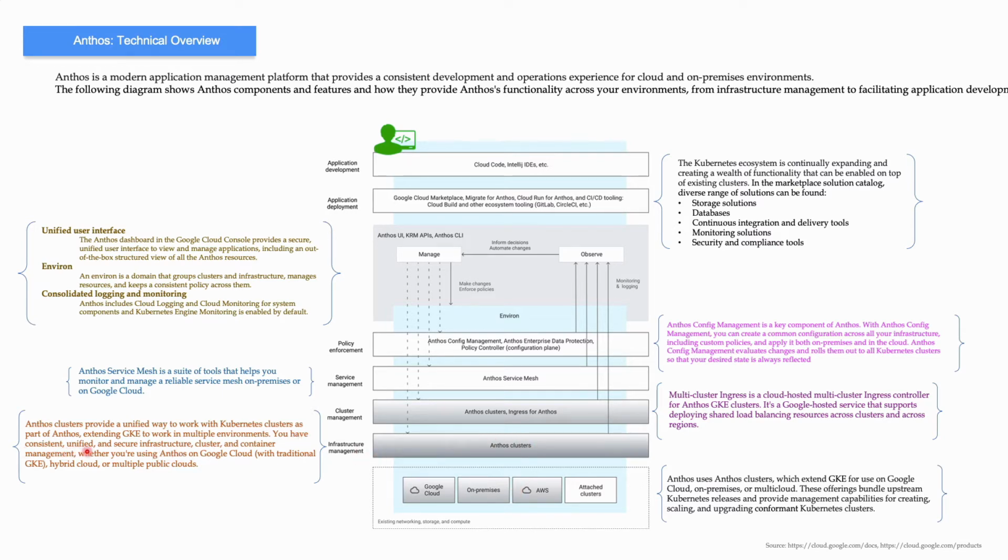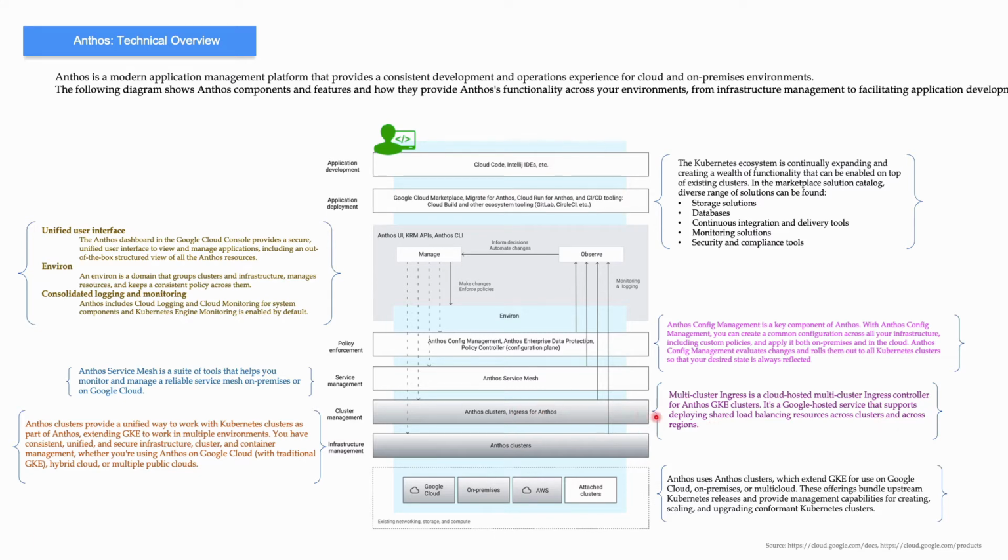You have consistent, unified, and secure infrastructure, cluster, and container management, whether you are using Anthos on Google Cloud or somewhere else. Once you have a unified way to manage all of the clusters, the next step is how do you determine the ingress? We have looked at ingress during Kubernetes as well. Multicluster Ingress is a cloud-hosted multi-cluster ingress controller for Anthos GKE clusters. It's a Google-hosted service that supports deploying shared load balancing resources across clusters and across regions.